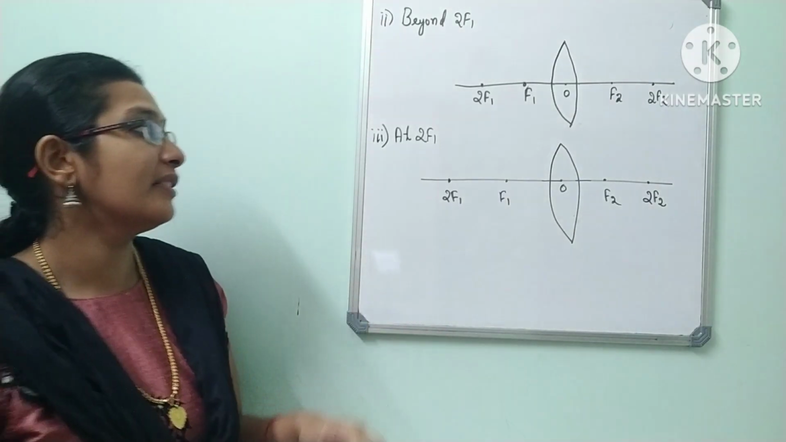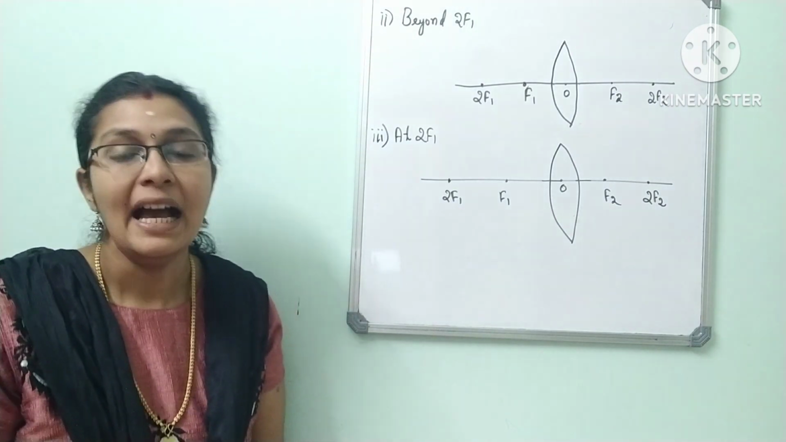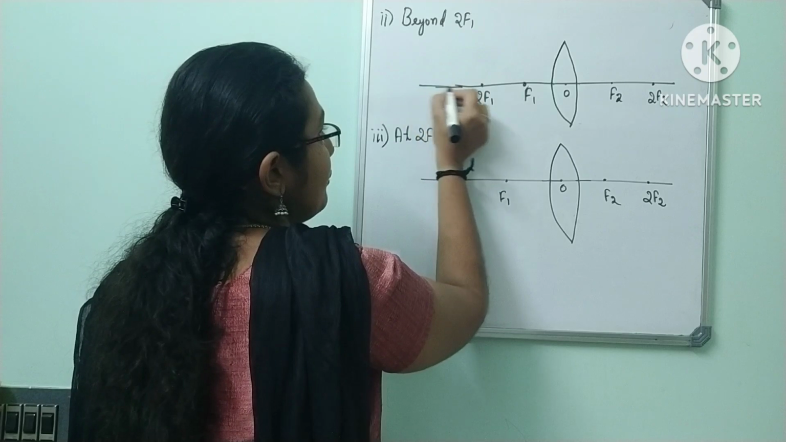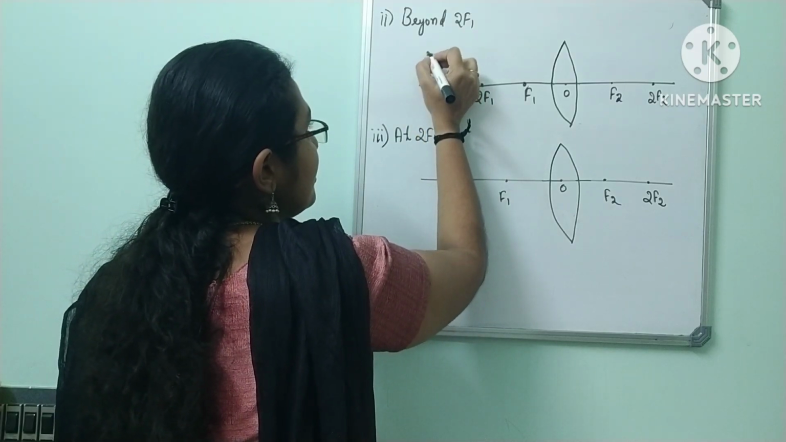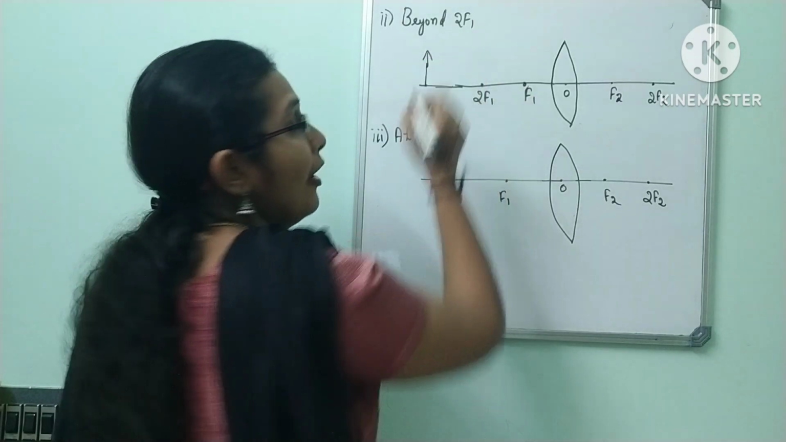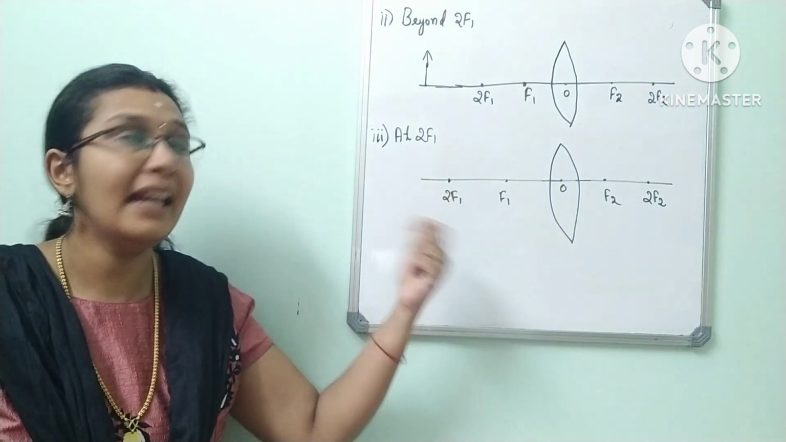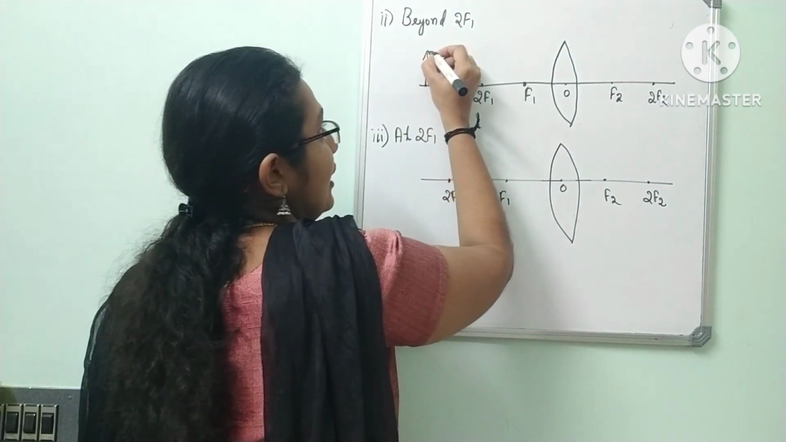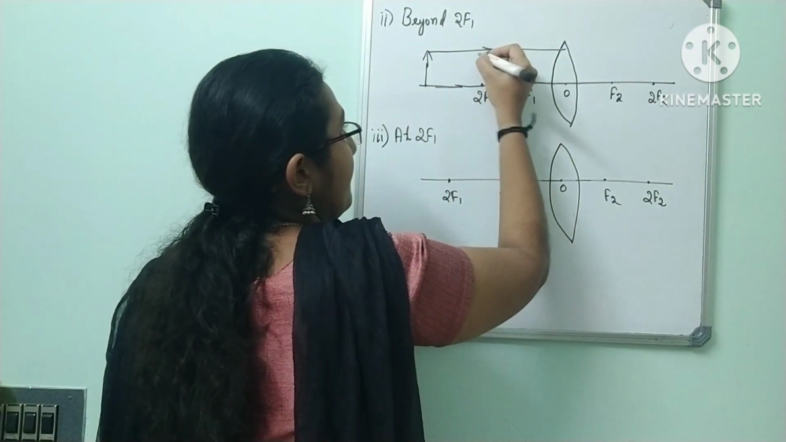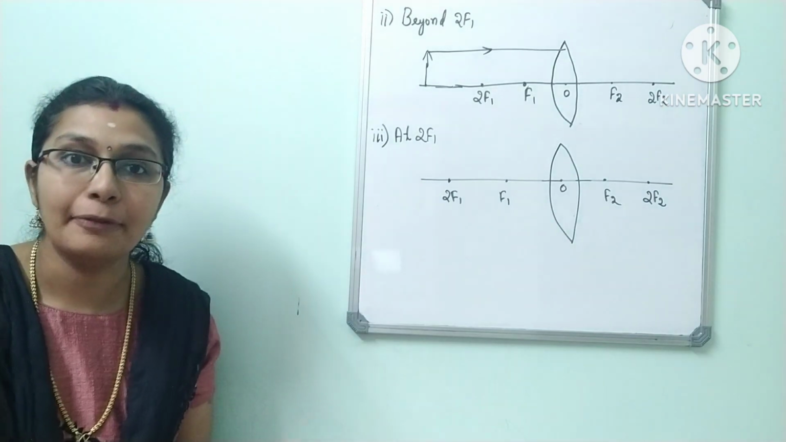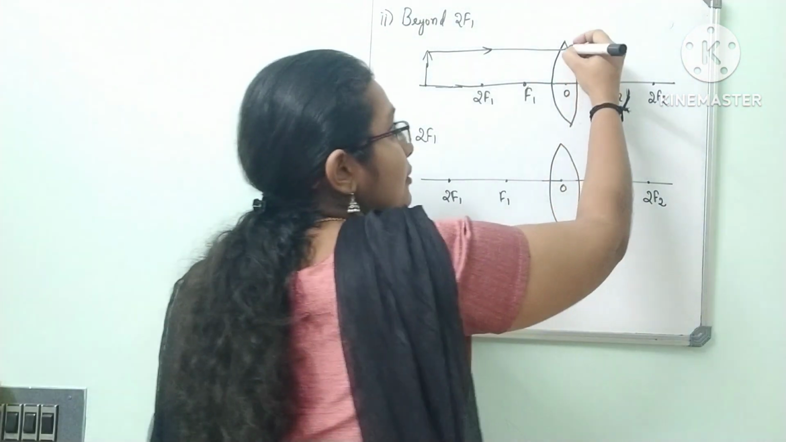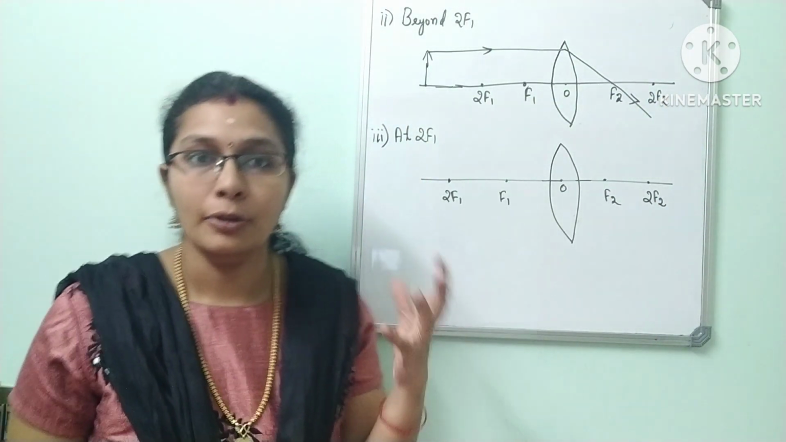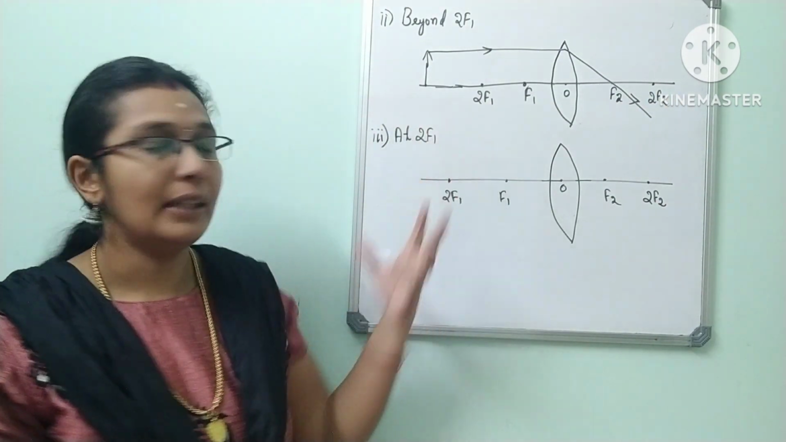So try to do it by yourself. What is the first rule? A ray parallel to the principal axis. Now we are going to place the object beyond 2F1. So something like this let us consider. From where will you start the ray? From the tip of this object. So a ray parallel to the principal axis, after refraction, passes through the focus on the other side. My diagrams are not perfect. Draw it with a ruler, so you'll get a perfect diagram.